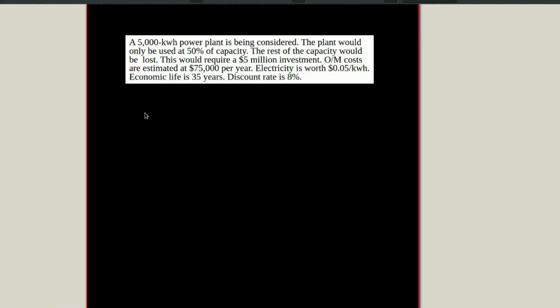So we're considering building a 5,000 kilowatt hour power plant. The plant's going to be used at 50% of its capacity. The rest of the capacity is going to be lost. This requires a $5 million investment. Operation and maintenance costs are estimated at 75 grand per year. Electricity is 5 cents a kilowatt hour, and the economic life of this is 35 years. We have a discount rate of 8%, which is the rate for evaluation. And so what do we do?